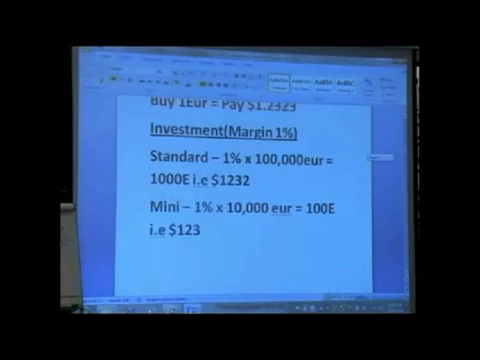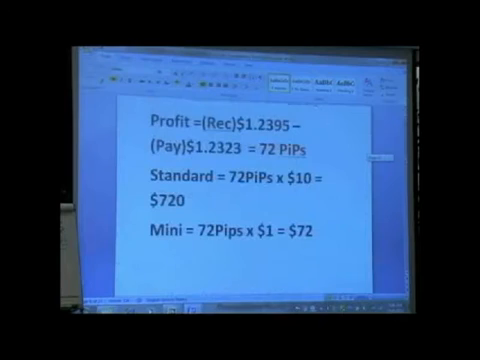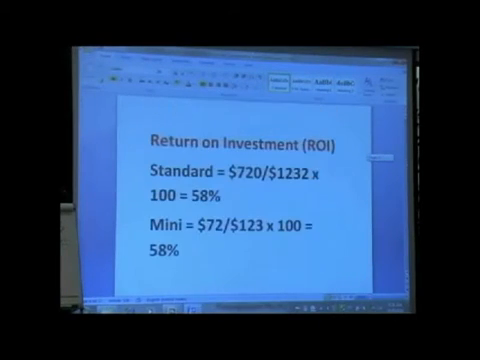Right? So now that we know our investment and we know our profit, what do we need to calculate? Our ROI, which is return on investment. So we made a profit of 720 on an investment of 1232. So our return is 58%. And for a mini contract, we made a profit of 72 on investment of 123. So our return is also 58%. Okay? So copy this down.